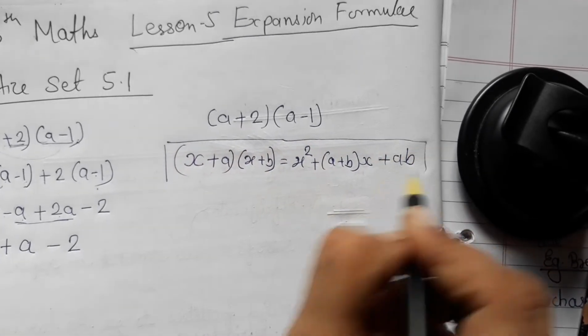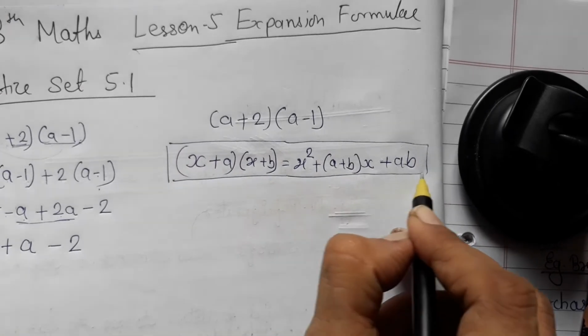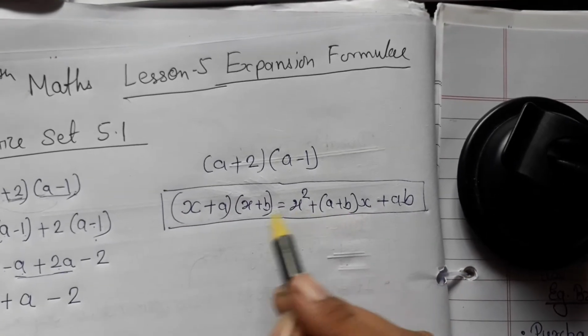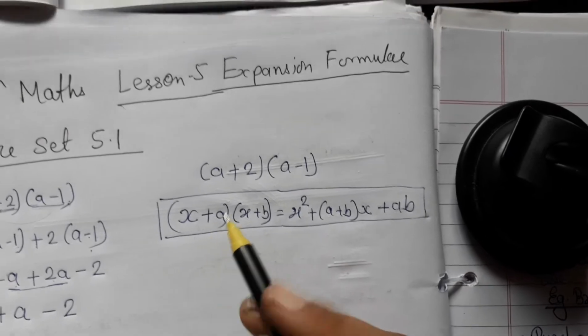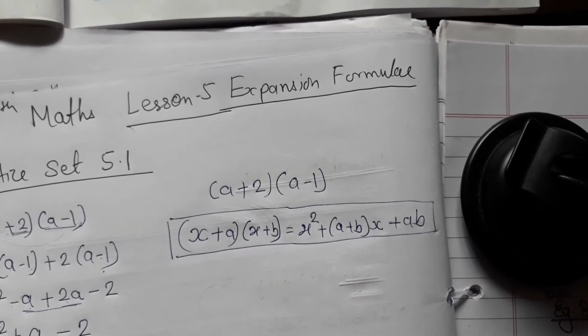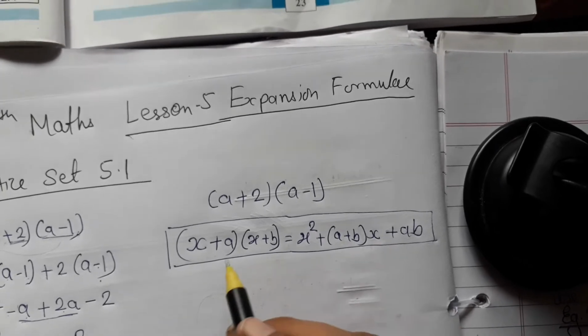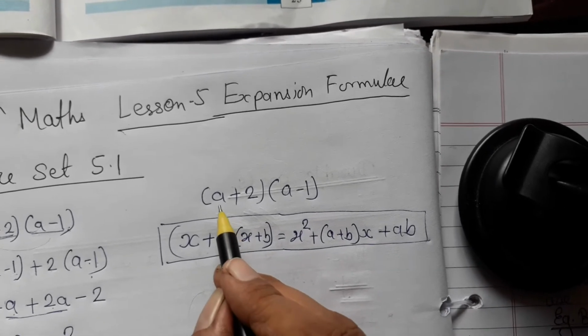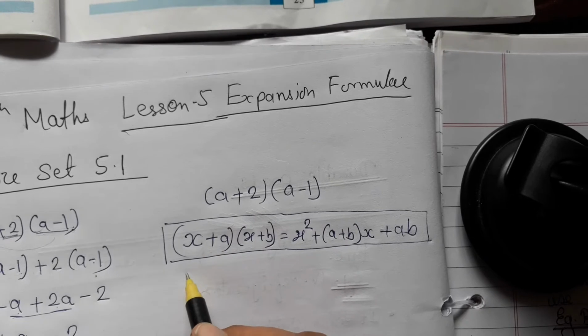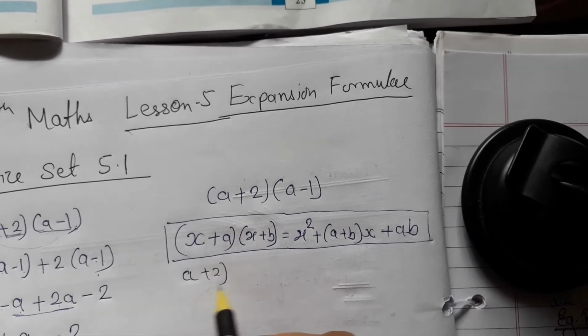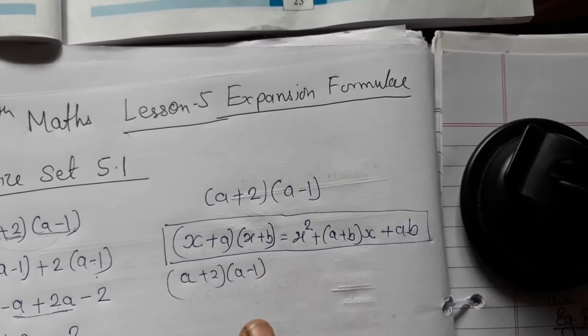We can use this formula to solve this. Every time you solve, write the formula so you will remember. Continuously, if you keep on writing the formula in each and every sum, you will remember this formula very well. Now I will put this sum once again: (a + 2)(a − 1).